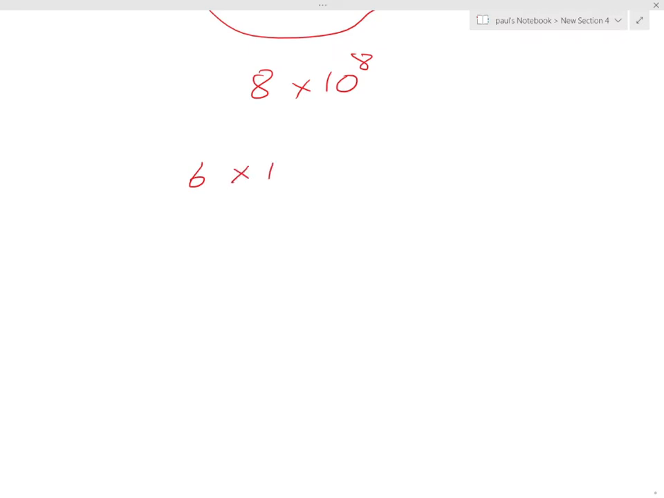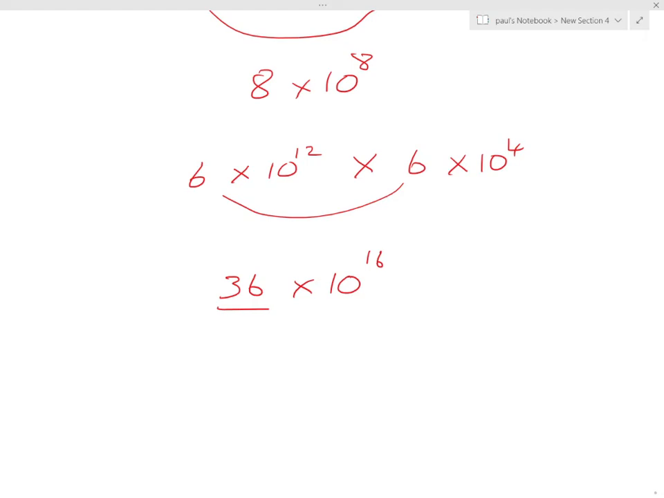6 times 10 to the 12 times 6 times 10 to the 4. Right, 6 times 6 is 36. 10 to the 12 times 10 to the 4 is 10 to the 16. Now this is not in standard form because it's too big. It's got to be between 1 and 10. So we need to divide that by 10 to get 3.6.